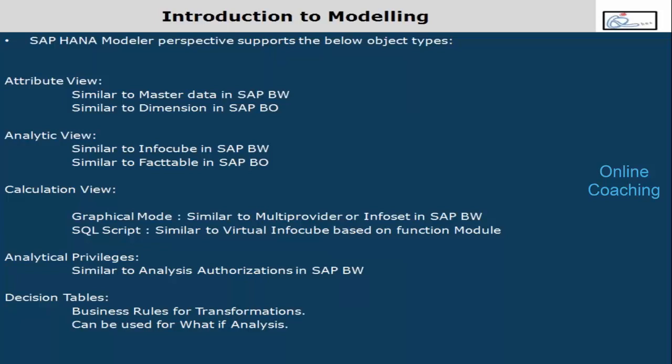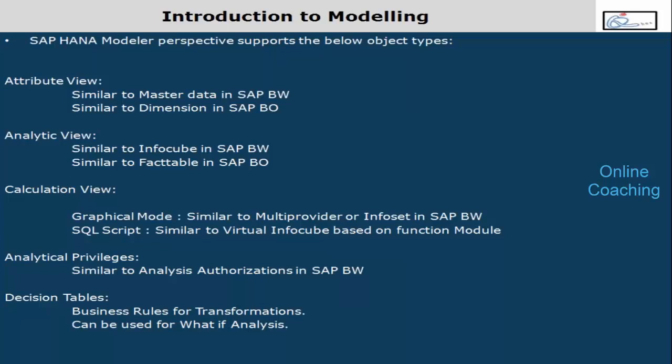In the case of analytical view or calculation view, I can use measures. But in analytical view, I can refer to the measures only from a single table. If I want to refer to the measures from multiple tables, I have to go with calculation view. Whatever you can achieve with attribute view, I can achieve with calculation view. Whatever you can achieve with analytical view, I can still achieve with calculation view. And much more complex scenarios also can be implemented with calculation views.